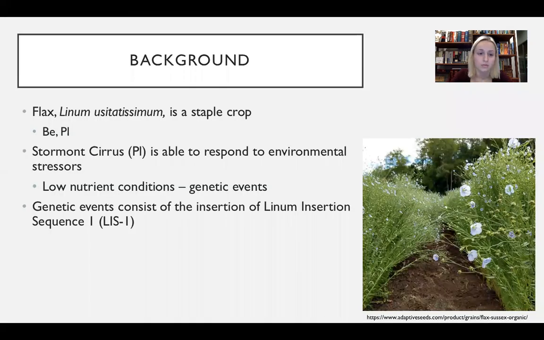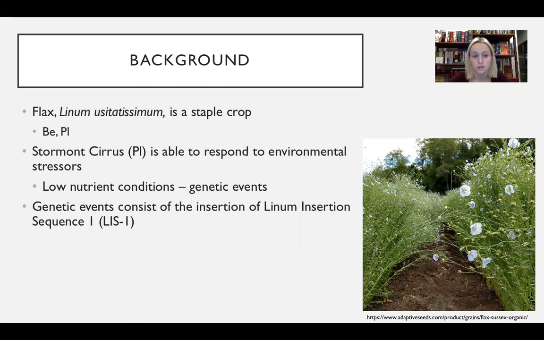A little background on flax: it is a stable crop, and there are two main lines of flax that we use. It's Bethune and Stormont Cirrus. Bethune is mostly used for its oil-bearing properties, and Stormont Cirrus is used for its ability to produce fiber used in linen. Stormont Cirrus is also known as PL, that's what I'll call it, and it is able to respond to environmental stressors.